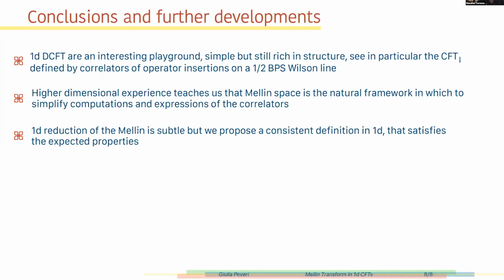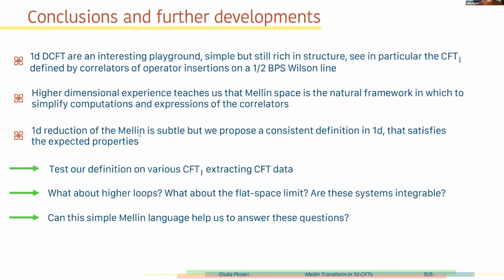The 1D reduction of the Mellin is really subtle because we cannot directly derive it from the higher dimensional case, but we propose a consistent definition of it that satisfies the expected properties. And now we are focusing on various CFT1s, and we're trying to extract the CFT data directly in Mellin space. But we can also wonder about higher loops of those CFTs, because computation can be pretty simple at tree level, but it will increasingly be harder at higher loops.